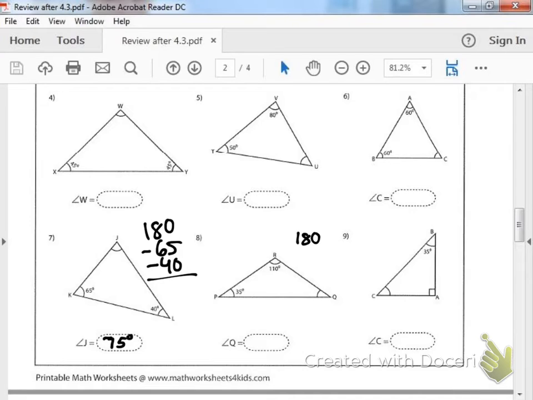All right, next one. 180 minus 110 minus 35. You get 35. All right, and last one for this page. 110.